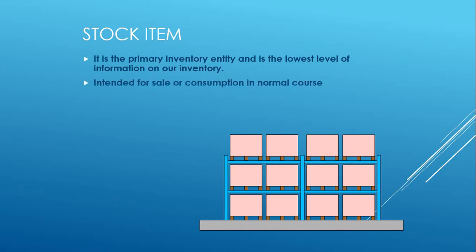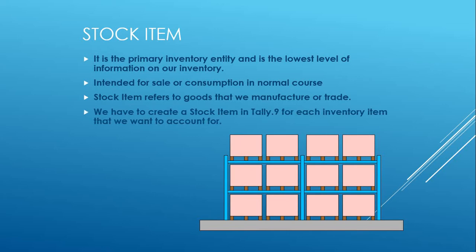Stock items are nothing but the products which the company sells, or the other material like the raw material, furniture, machinery which is to be consumed or used by the company. Stock item refers to goods that are manufactured by the company. Thus, it is required to create a stock item for each and every inventory item that we want to account for in the inventory.